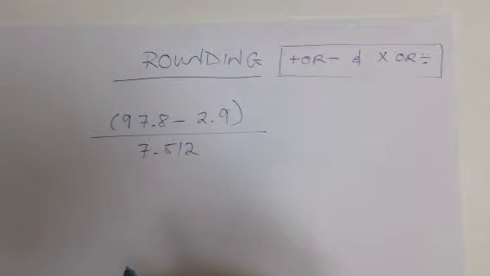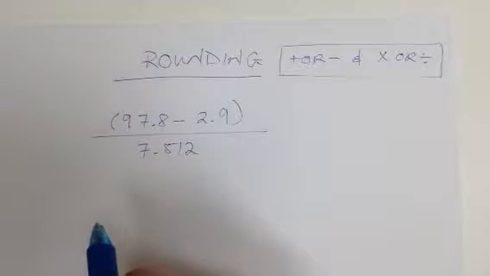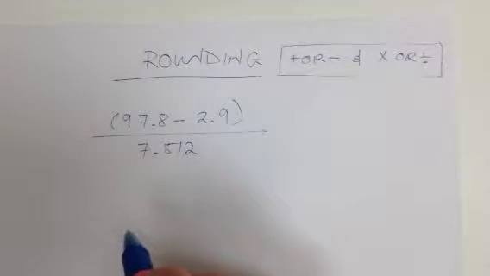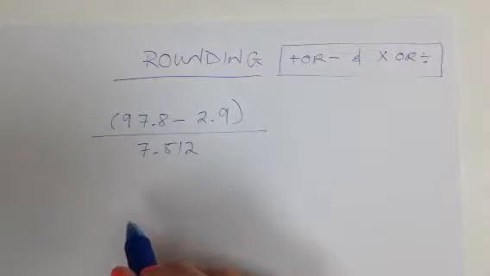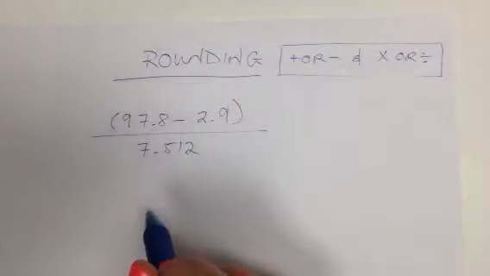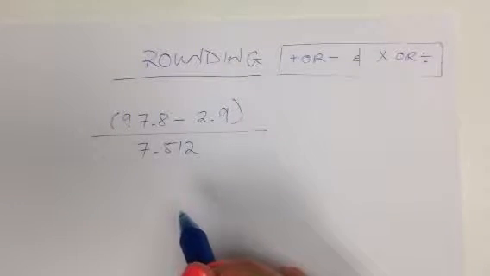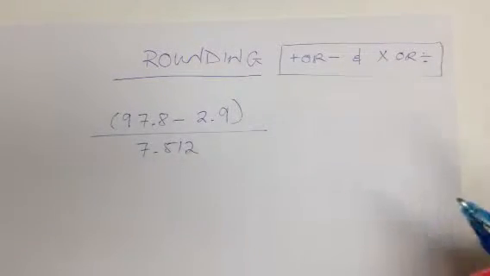So we've already looked at how we round if we have multiplication or division and if we have addition or subtraction. But what if we have both? Well, if we have both, we apply the rounding rules in the order in which we apply the operations. And so we're going to use our little PEMDAS mnemonic to remind us how to do that.